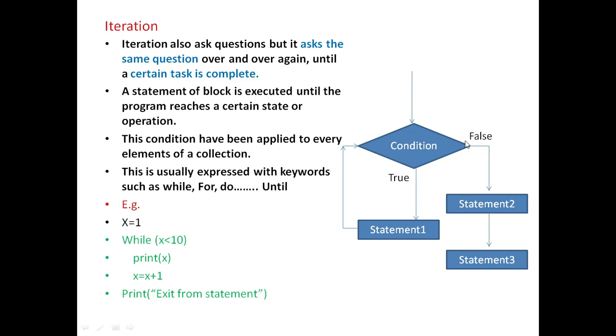Here first the condition is checked. If the condition is true, statement 1 is executed, and again the control goes to check the condition. Statement 1 is executed as long as the condition is true, and when the condition is false, statement 2 is executed.